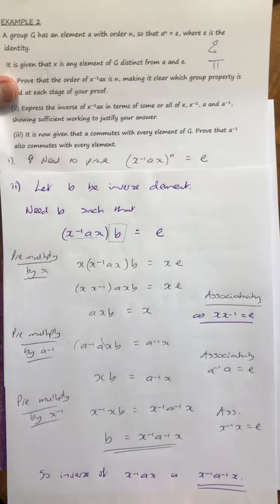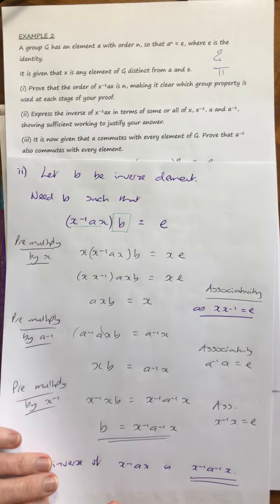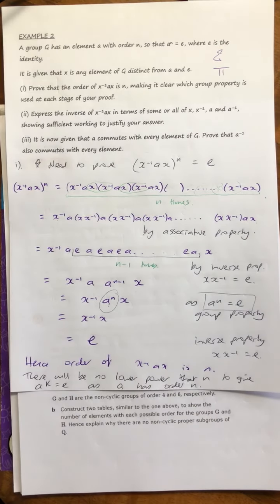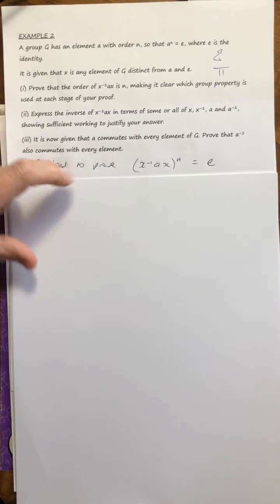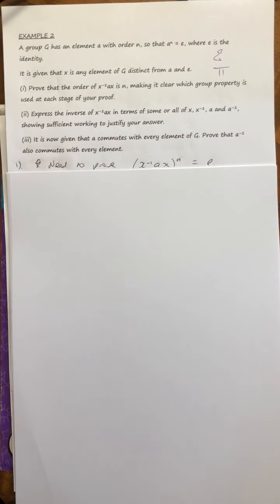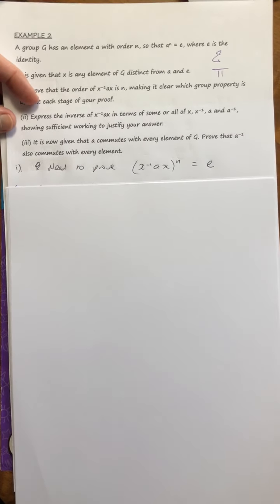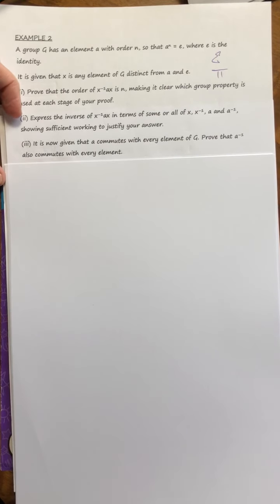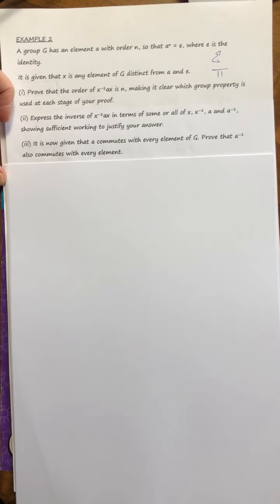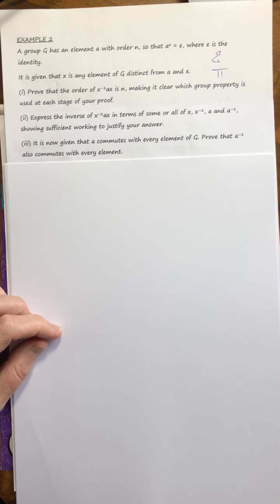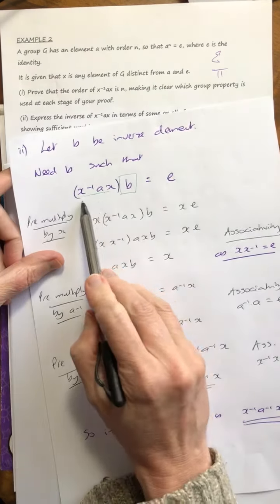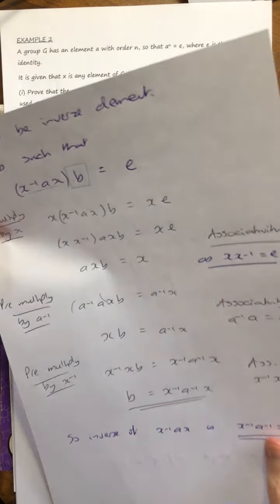Okay, so the very last bit. Commutativity. I need some more paper. Sorry, just going over here. Commutativity. It is now given that that element a commutes with every element of G. Prove that a inverse also commutes with every element. Okay, so again, think about what this means. Think about something that you can write. You want to write down an equation rather than thinking of this in abstract terms. So think how we started this. We wrote down a specific equation and then we manipulated it.